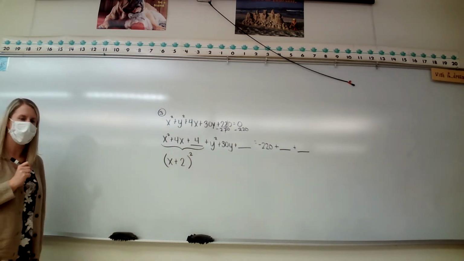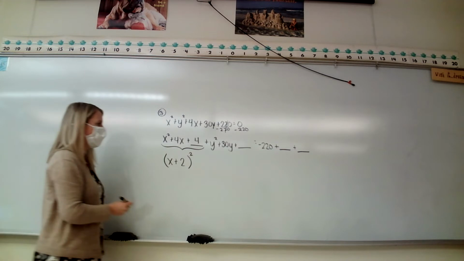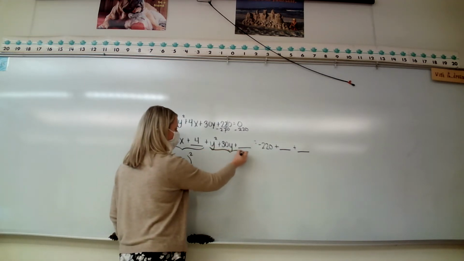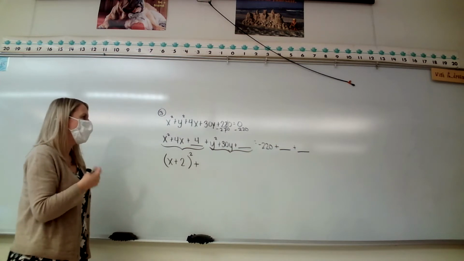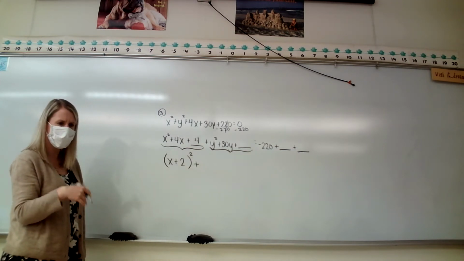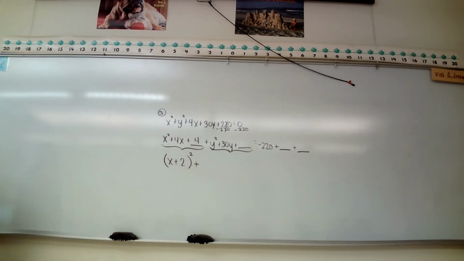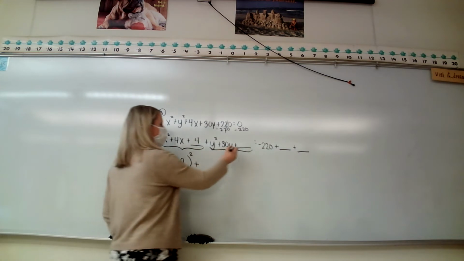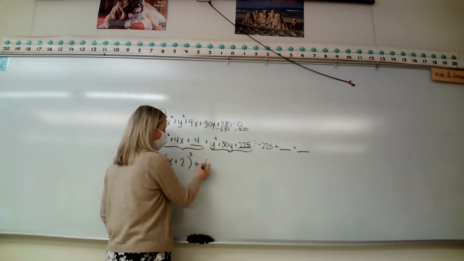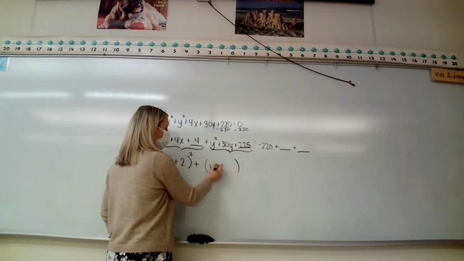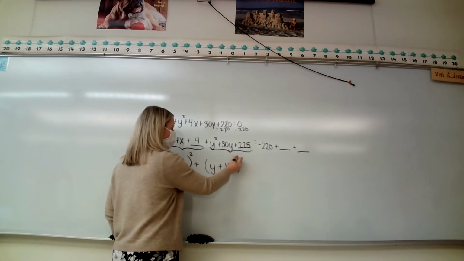All right, that wasn't terrible. Now we'll focus on the second part. So I'm going to put a plus in the middle. If I have 30 divided by 2 is 15. 15 squared is 225. While I'm here, I'm just going to factor it. It would be y plus 15 squared.